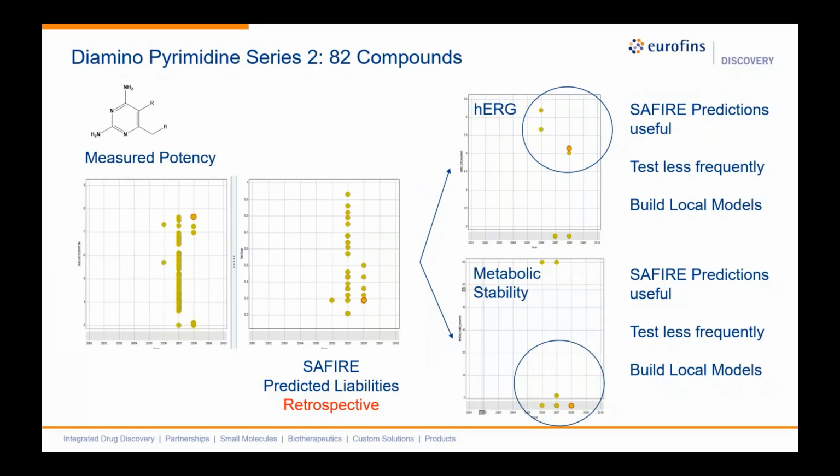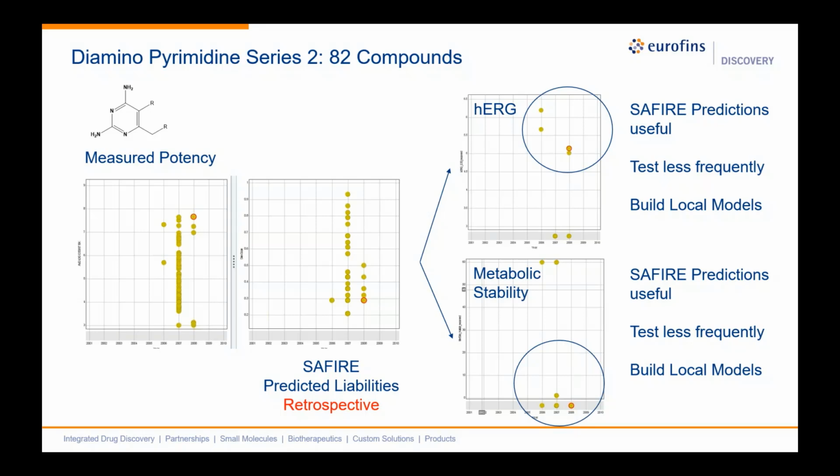Second series, this diaminopyrimidine series 2, smaller series, not getting into the right potency range. The liability profiles from predicted SAFIRE are indicating that there's some things to work on. In this case, the hERG predictions were really useful. This means we could have tested a little bit less frequently, again, continuing to test and add in to build local models for hERG. And for metabolic stability, the SAFIRE predictions were useful again, allowing us to select compounds to make and maybe to test less frequently, but still build local models.